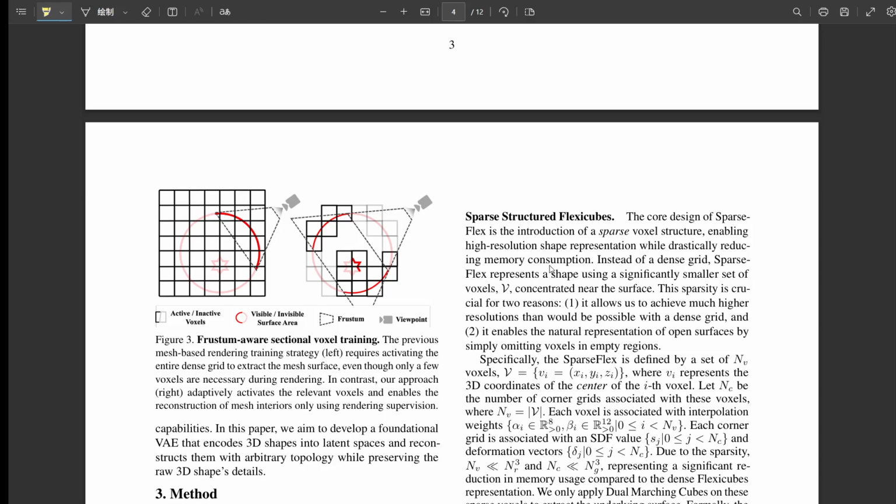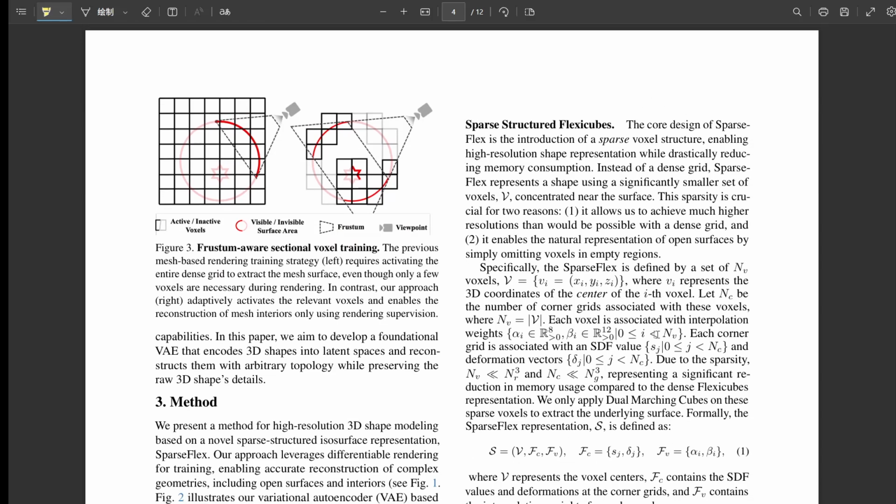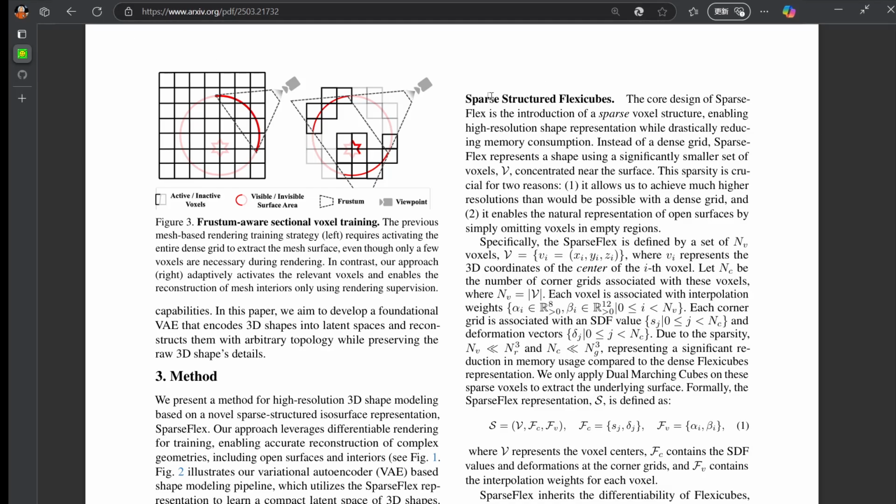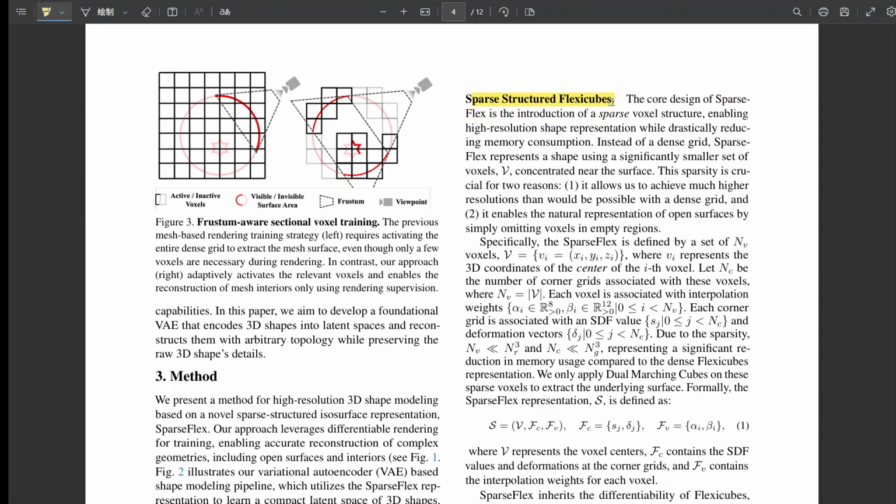Exactly. Flexicubes provides a high-quality way to get a mesh from voxels, and crucially, the whole process can be plugged into gradient-based optimization, which you need for that rendering supervision. Okay, so SparseFlex takes the accuracy and differentiability of Flexicubes, but makes it way more efficient and capable of handling open surfaces by using this sparse voxel idea. Got it. How is this sparse structure actually defined, mathematically speaking?